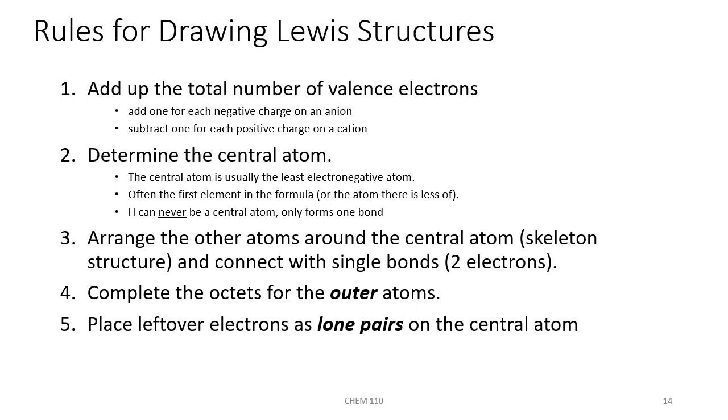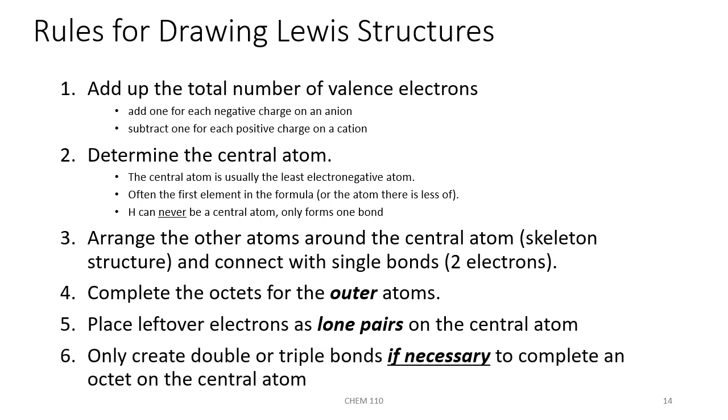Number 5, place leftover electrons as lone pairs on the central atom. If we get done completing the outer octets and we still have electrons left over, those go as lone pairs on the central atom. Only create double or triple bonds if necessary to complete an octet on a central atom. This would be a situation where we get done completing the outer octets and our central atom still has an incomplete octet. Then we'll have to consider creating multiple bonds in order to give everybody an octet.